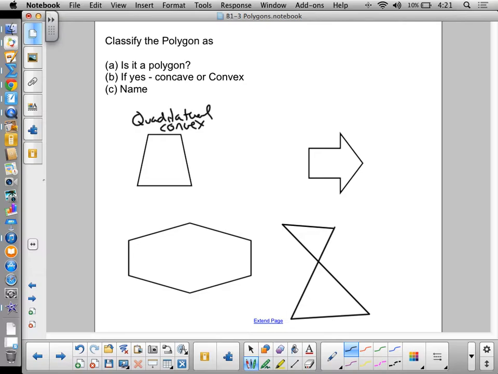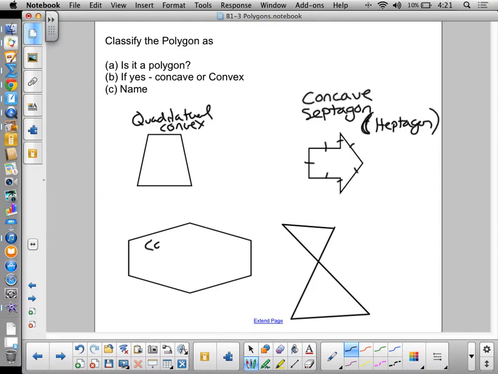Is this arrow a polygon? Sure is. Nothing crossing over, no curves. It's a closed figure. It is concave because some diagonals are on the outside. So it is concave. And it has 1, 2, 3, 4, 5, 6, 7 sides. So it'd be a septagon. We could also call it a heptagon, if you prefer. Either answer would be acceptable.